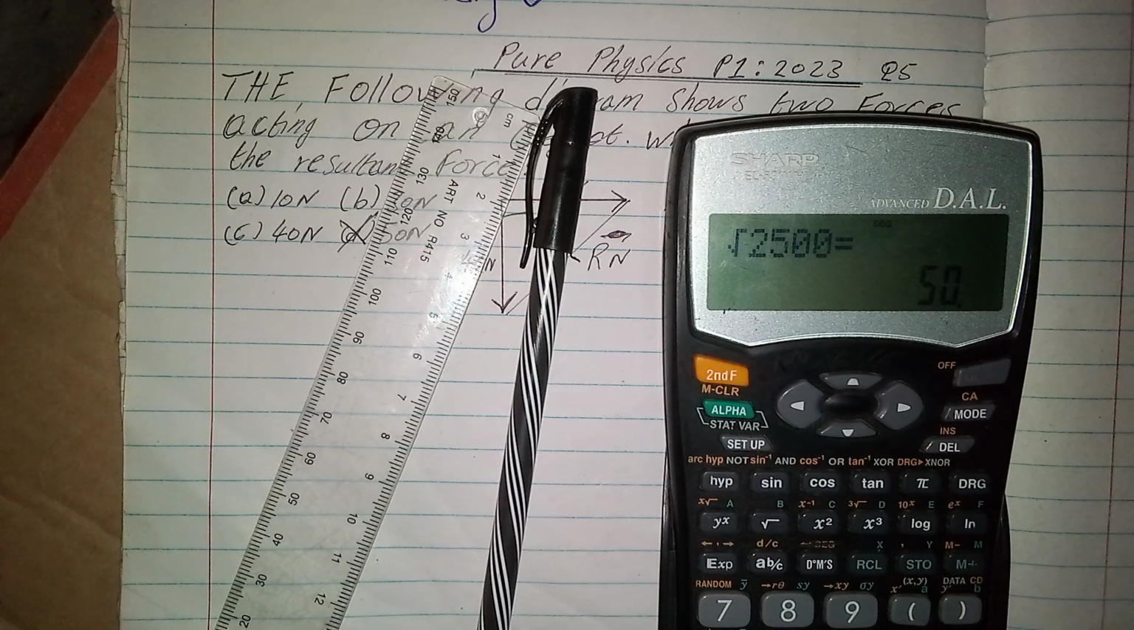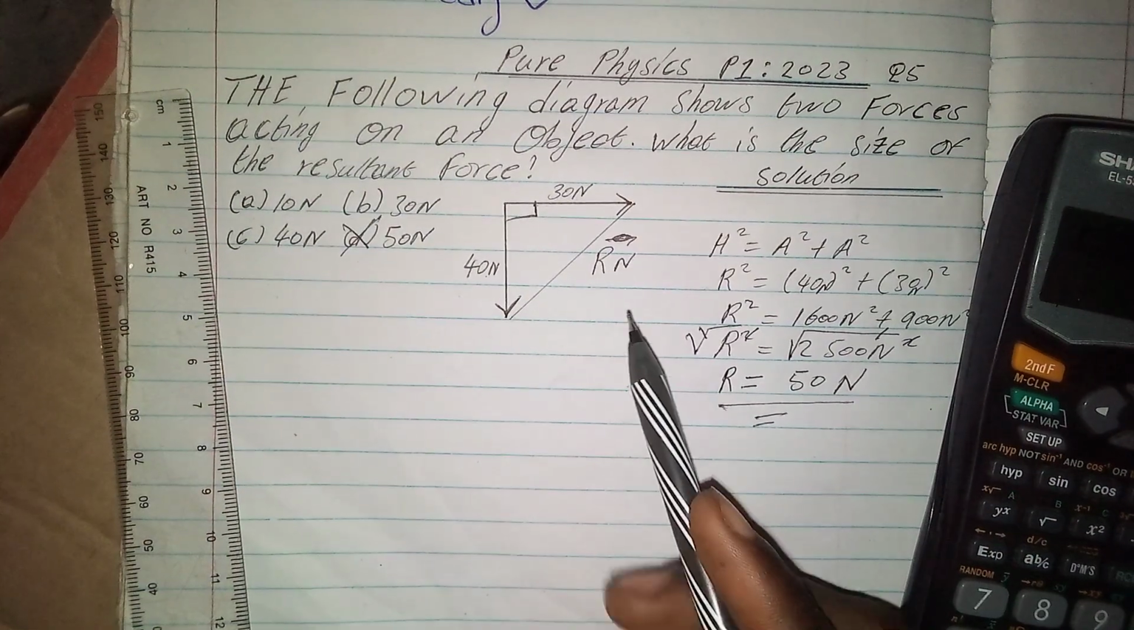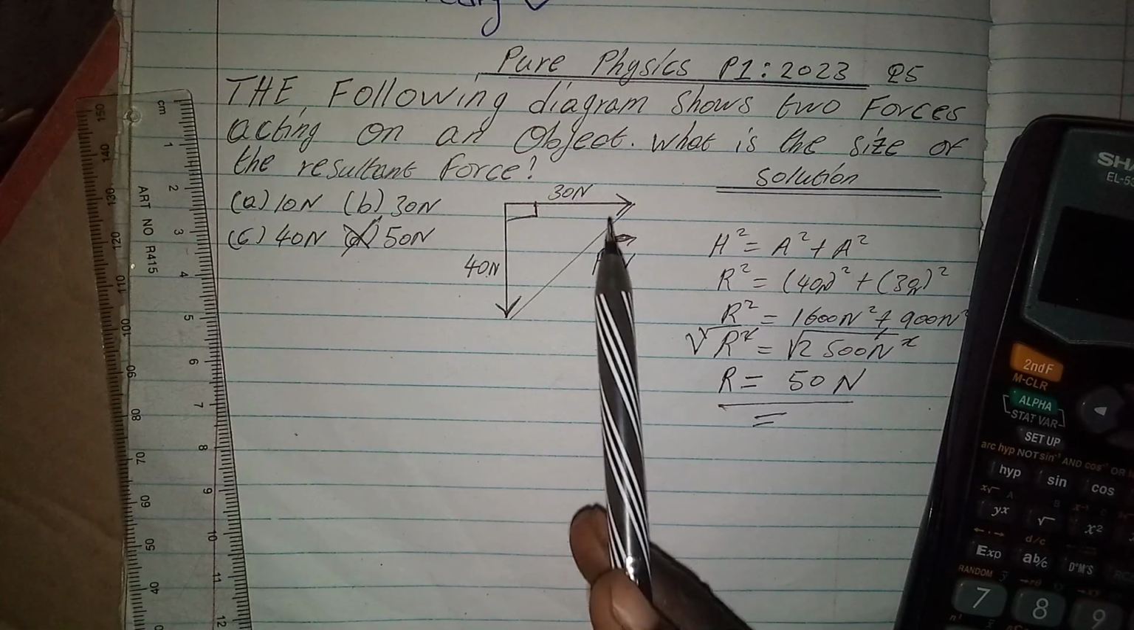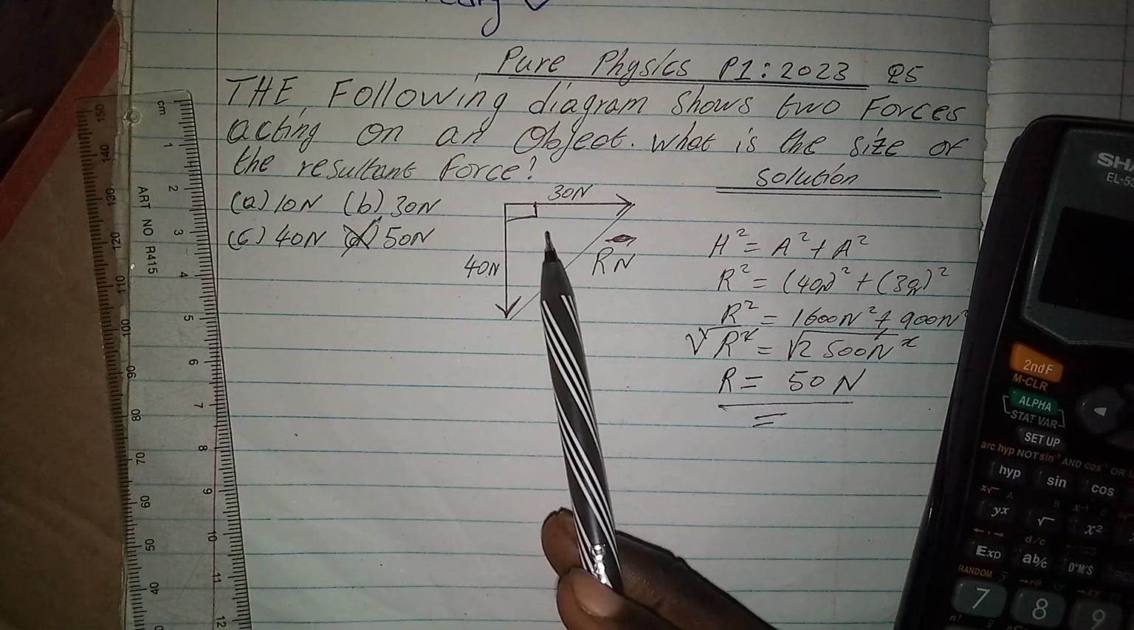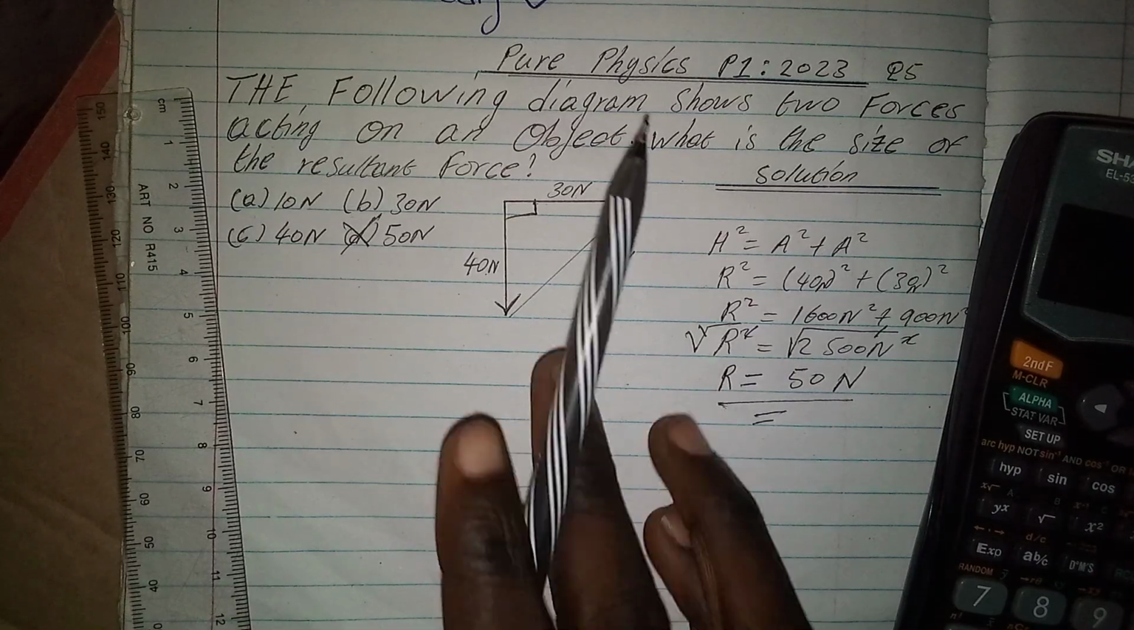The main essence is not just to answer a past paper question. You're supposed to learn one or two things. So a quick summary of the video: we have learned how to find the resultant force when the two forces are acting perpendicular. What do you use? You simply use the Pythagoras theorem.